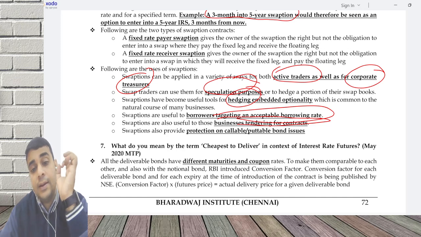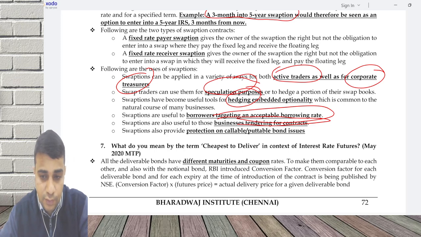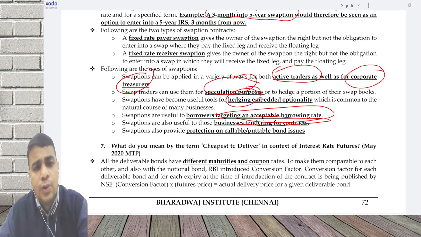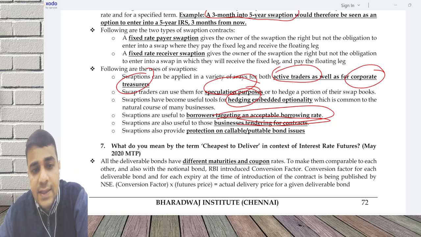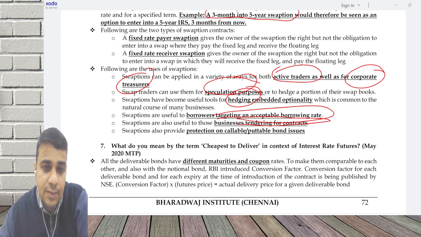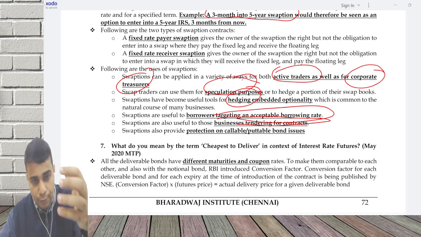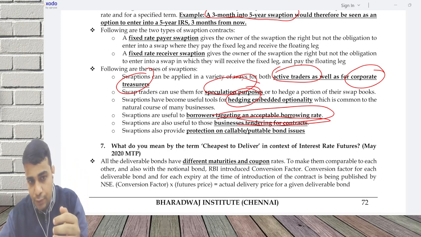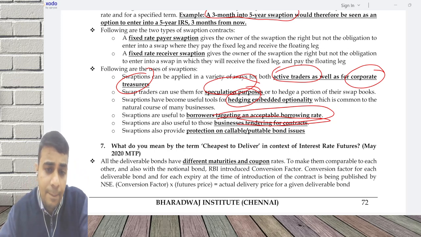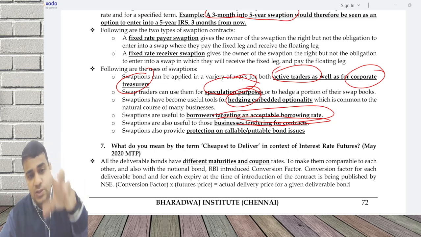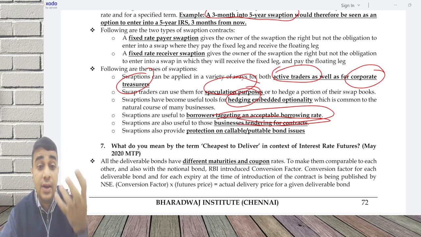What do you mean by the term cheapest to deliver bond in the context of interest rate futures? We normally do a net settlement of futures. What is net settlement of futures? You compute the original position, identify the opposite position, see how much profit or loss, and do a net settlement. But now I have purchased a future or sold a future and the delivery needs to be done.